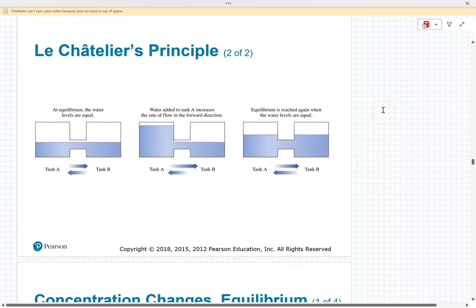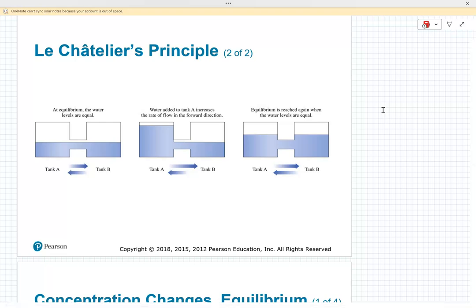So this principle, the Le Chatelier principle, is best illustrated by two vessels that can communicate through that little tube. Okay? At equilibrium, you can see that the volumes, the levels of water in both vessels are the same. If you pour water initially in tank A, the water will start moving towards tank B until the levels are going to be the same again. Right? Making sense?